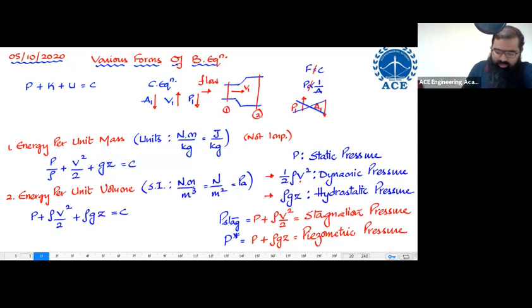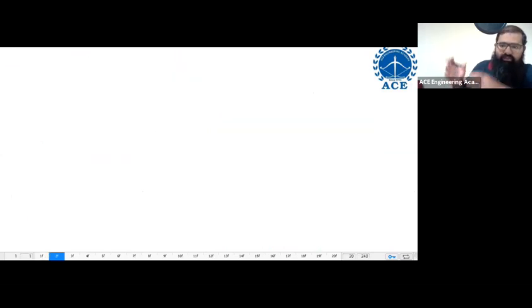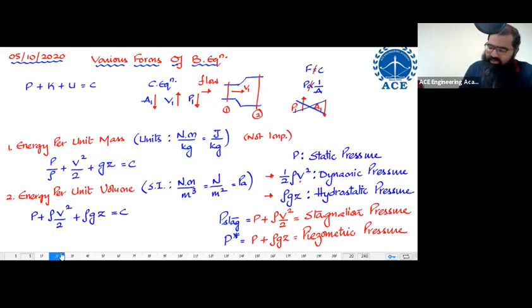Someone has asked that whenever you create a barrier, that barrier is going to experience some force. That thing we will see in the next chapter. And someone asked why not take Z1 minus Z2. That is exactly correct in that particular diagram, but the value of Z2 I had taken as 0. Anyway, you'll understand all these things as we keep on doing the problems.